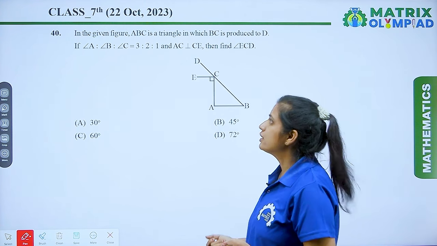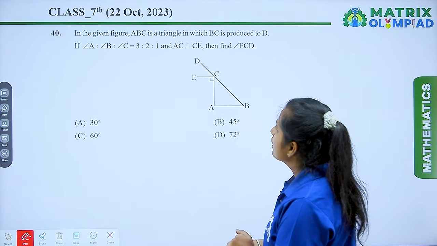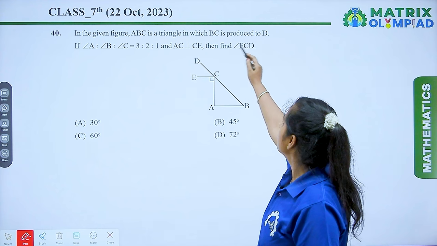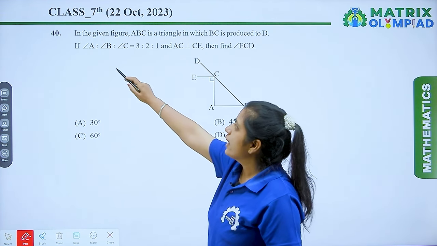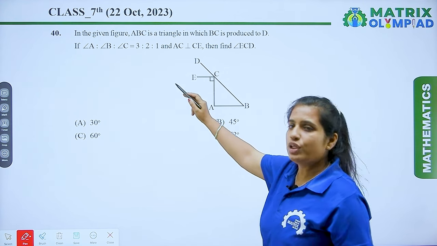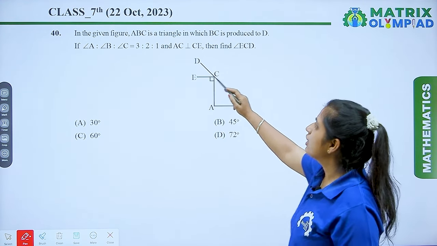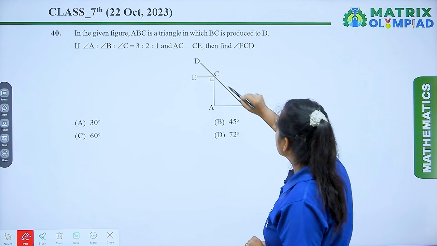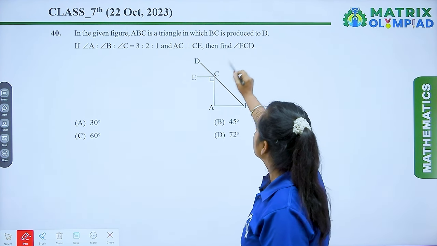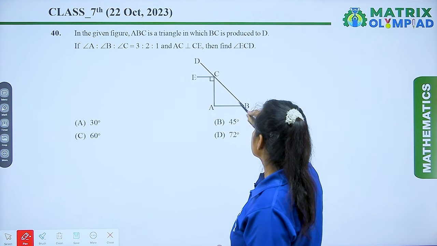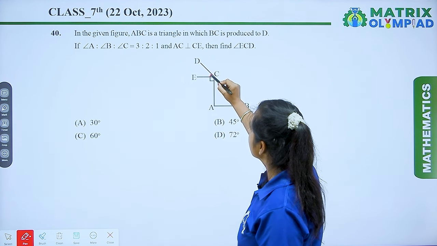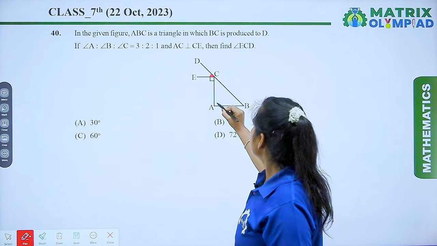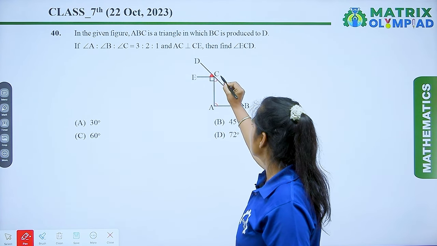Now, the next question is question number 40. In this question, a figure is given and ABC is a triangle in which BC is produced to D. If angle A : angle B : angle C is equal to 3 : 2 : 1, and AB is perpendicular to BC and AC is perpendicular to CE, then we have to find angle ECD. It means we have to find this angle. To find this angle, we first have to find these three angles, as the ratio is given to us.